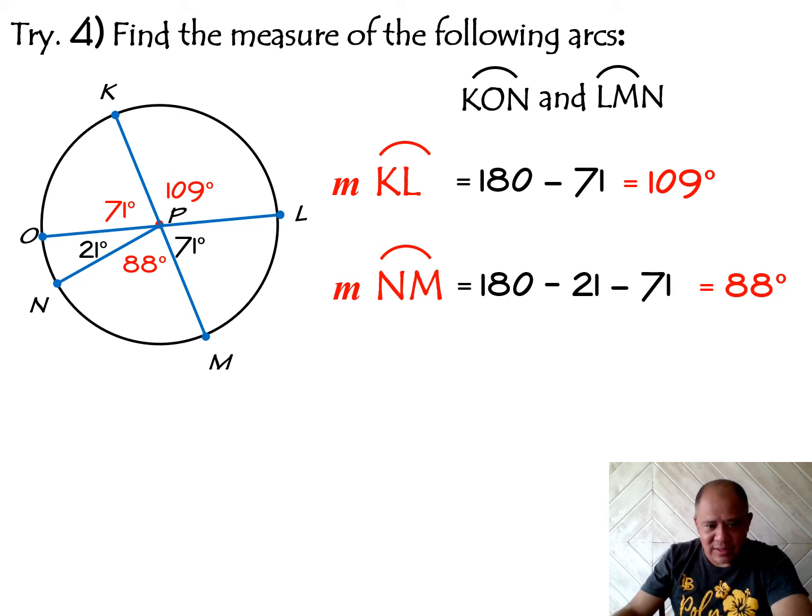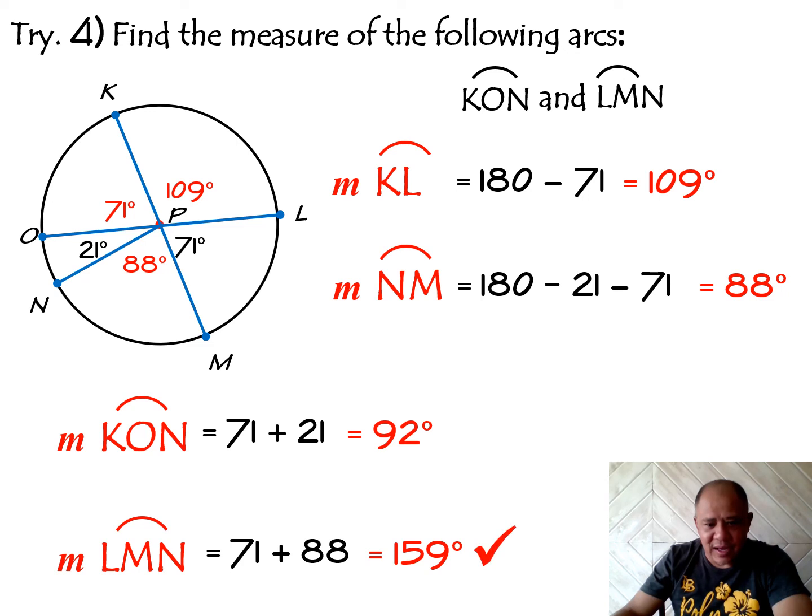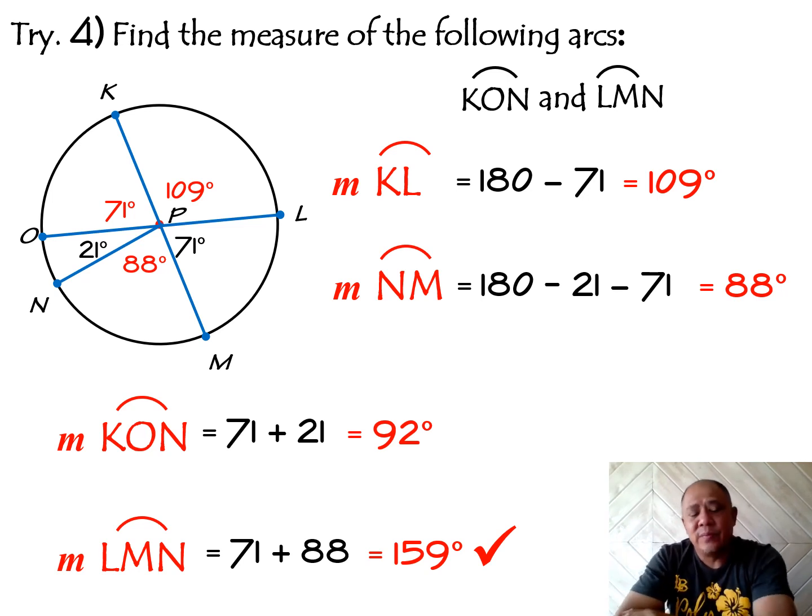Now we have all the angles. Let's go ahead and solve for KON and LMN. So let's go from K to O to N. K to O to N would be 71 plus 21, which is 92 degrees. And then L to M to N would be 71 plus 88, which is 159 degrees. And there you go. This is try 4, and if you did it right, good for you.